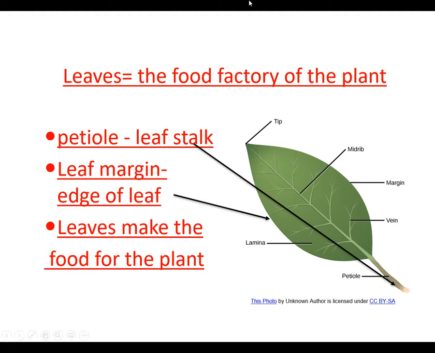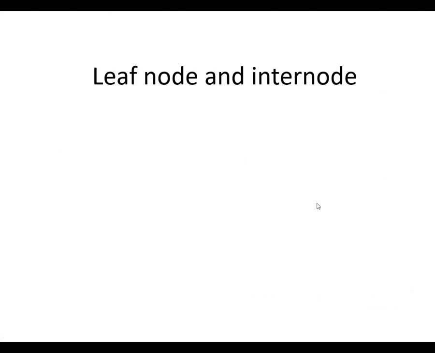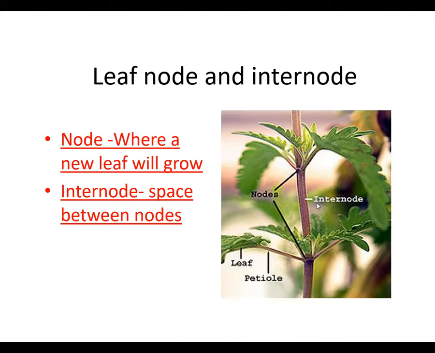They consist of the petiole, which is the stalk of the leaf, the margin of the leaf, right, which is the edge of the leaf. And then this part's called the lamina. And leaves are really the center of photosynthesis and making food for the plant.